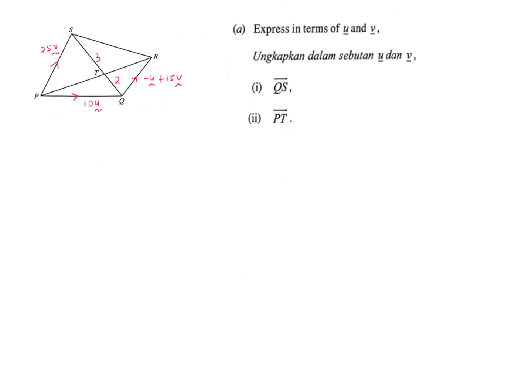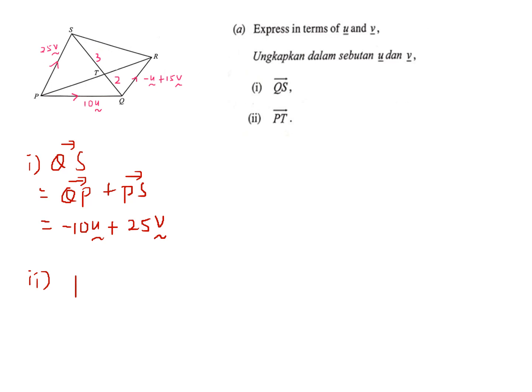Question A. Express in terms of vector U and vector V: 1, vector QS; 2, vector PT. Vector QS can be obtained by using the triangle law, which is equal to vector QP plus vector PS. Vector QP is opposite in direction to vector PQ, which is negative 10U, plus PS, which is 25V.